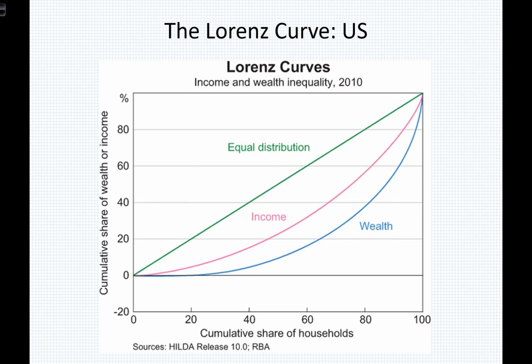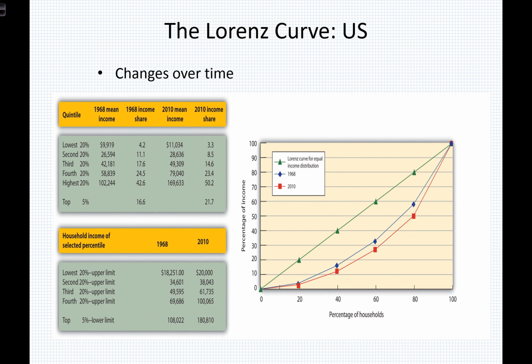And we see wealth inequality compared to income inequality for the U.S. in 2010. We do see that income inequality and wealth inequality are positively correlated, where the more unequal the income, the even yet more unequal the wealth. So they're positively correlated. But this is U.S. income and wealth in 2010.